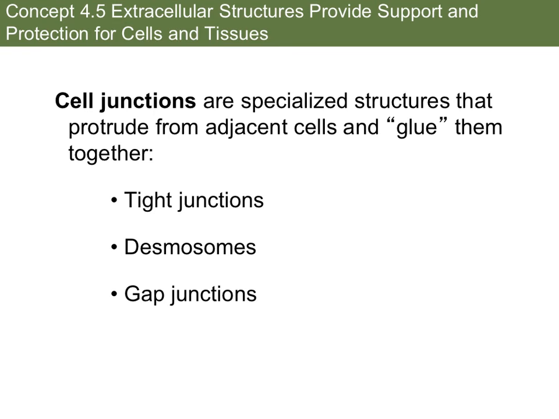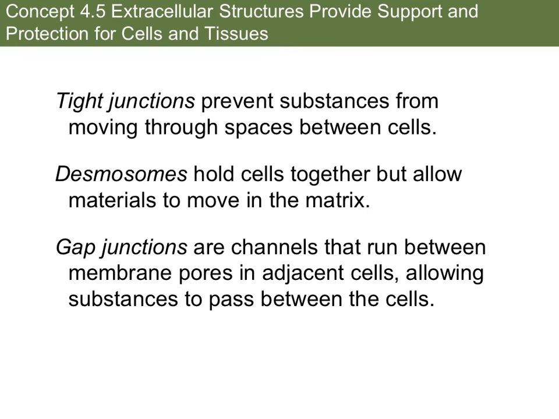Cell junctions are specialized structures that protrude from adjacent cells and glue them together. They include tight junctions, desmosomes, and gap junctions. Tight junctions prevent substances from moving through the spaces between cells. Desmosomes hold cells together but allow materials to move in the matrix. Gap junctions are channels that run between the membrane pores in adjacent cells, allowing substances to pass between cells. Gap junctions are very similar to the plasmodesmata we saw in plants. The difference is gap junctions are in animals, plasmodesmata are in plants.